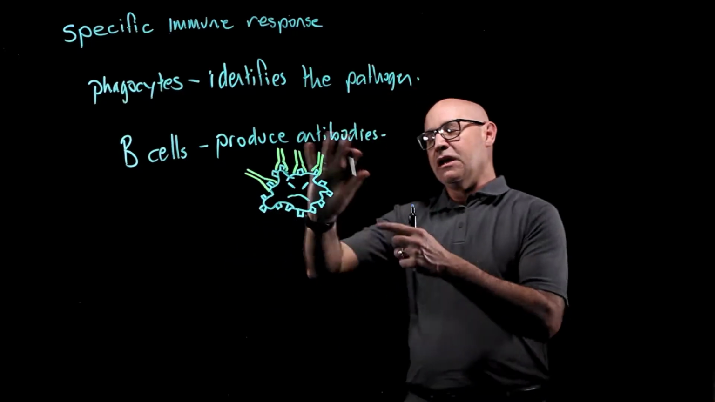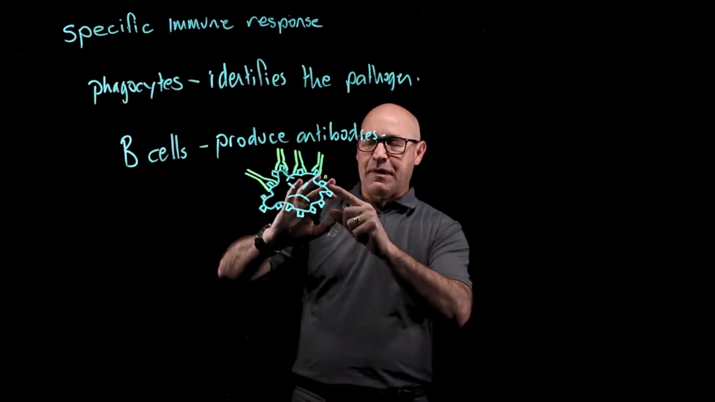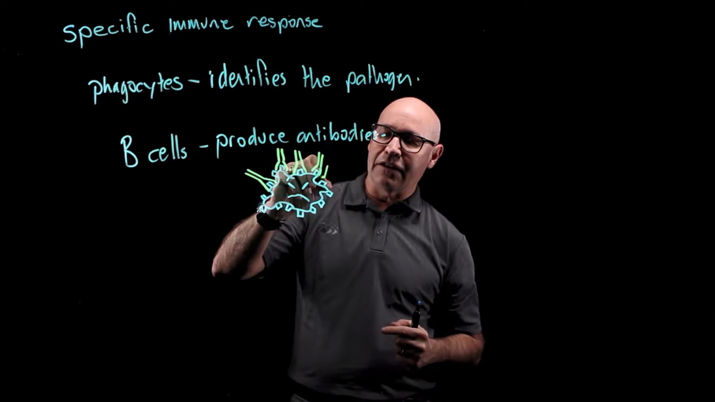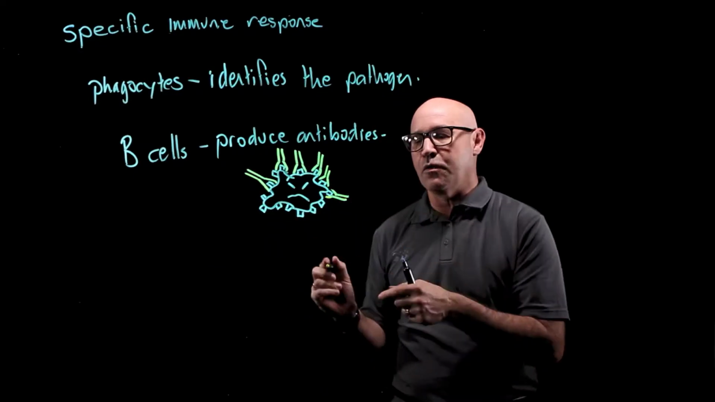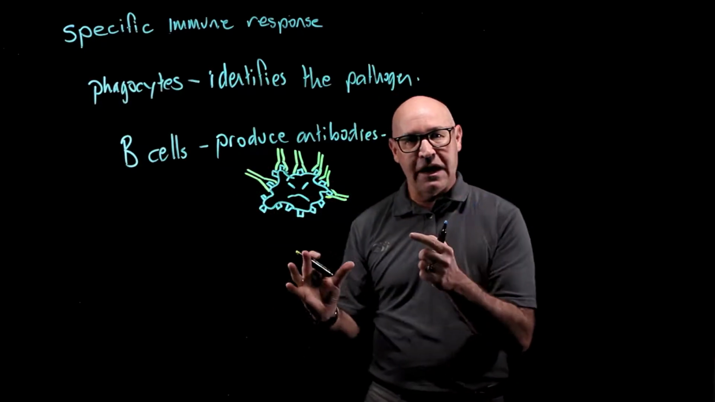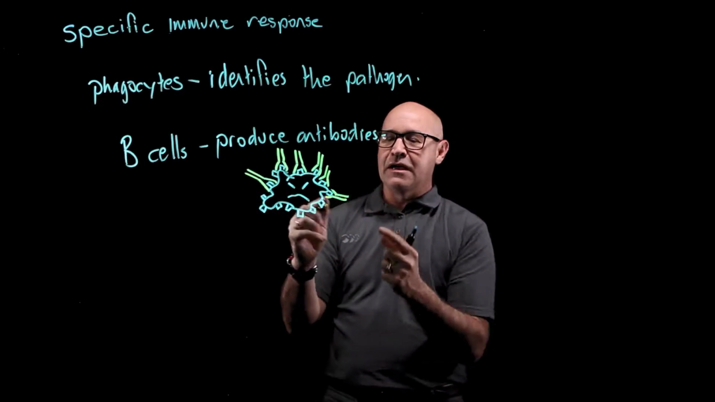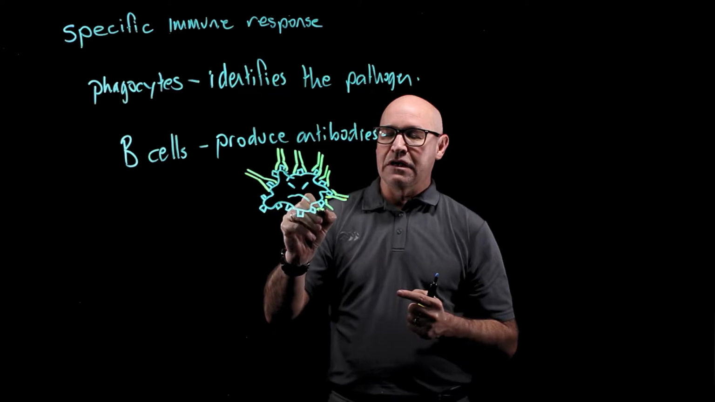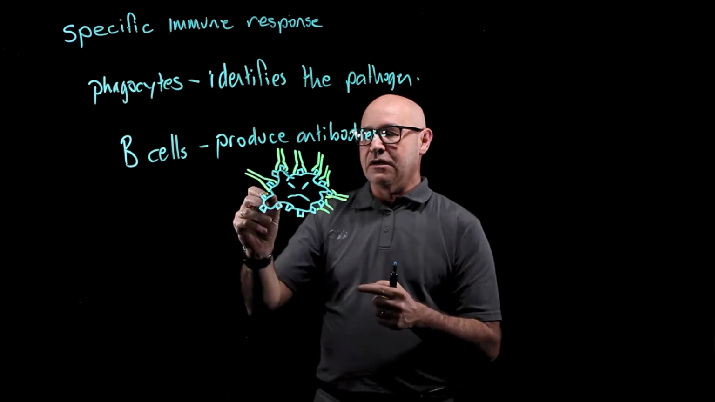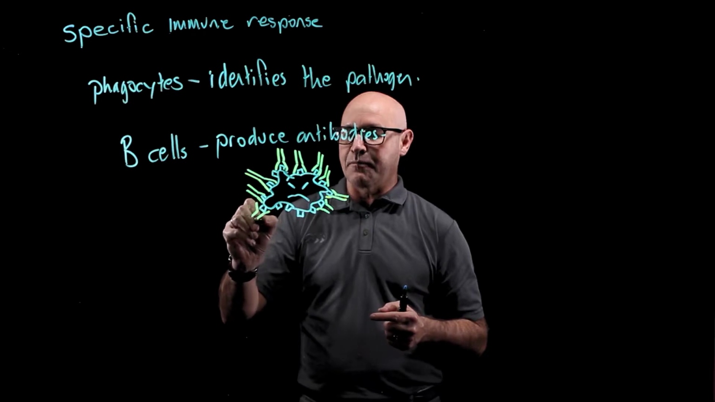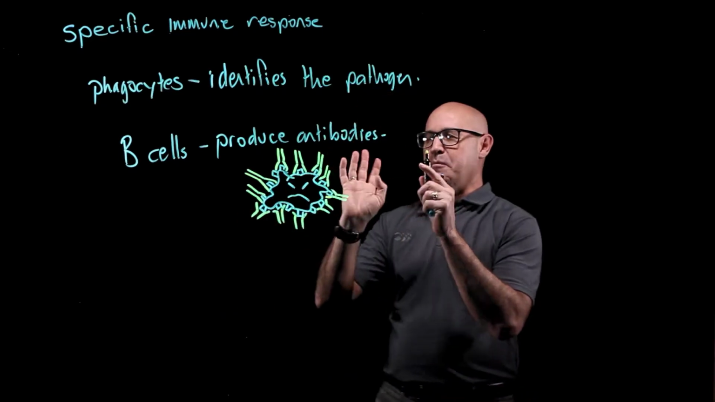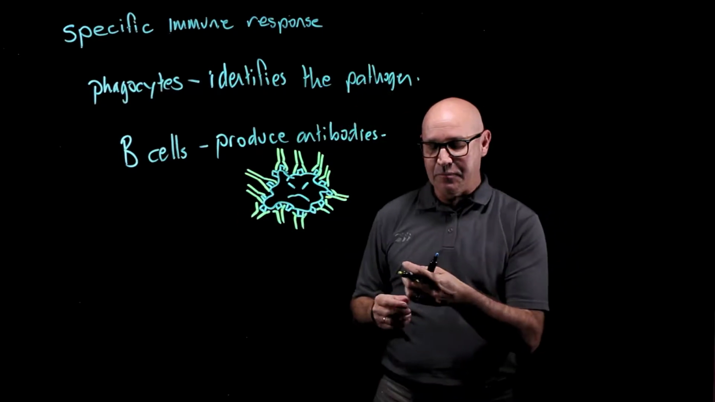And imagine when the whole pathogen is covered in these antibodies, it's not going to be able to move very well. It slows them down, makes them clump together, and starts to destroy them. So these are antibodies. They are specific to a particular type of pathogen. Alright, so B cells produce antibodies.